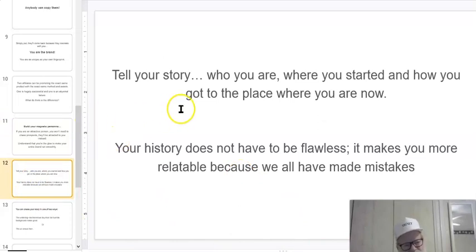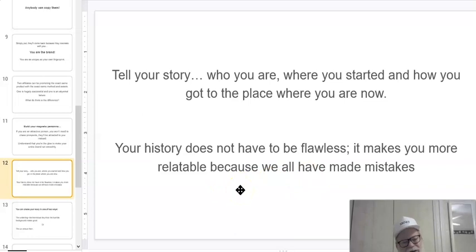You have to tell your story. This is how you brand yourself. You tell your story. Tell them who you are. Tell them where you started. Tell them how you got to the place where you are now. Your story does not have to be flawless. That's a mistake many people make. It makes you more relatable because we all have made mistakes.